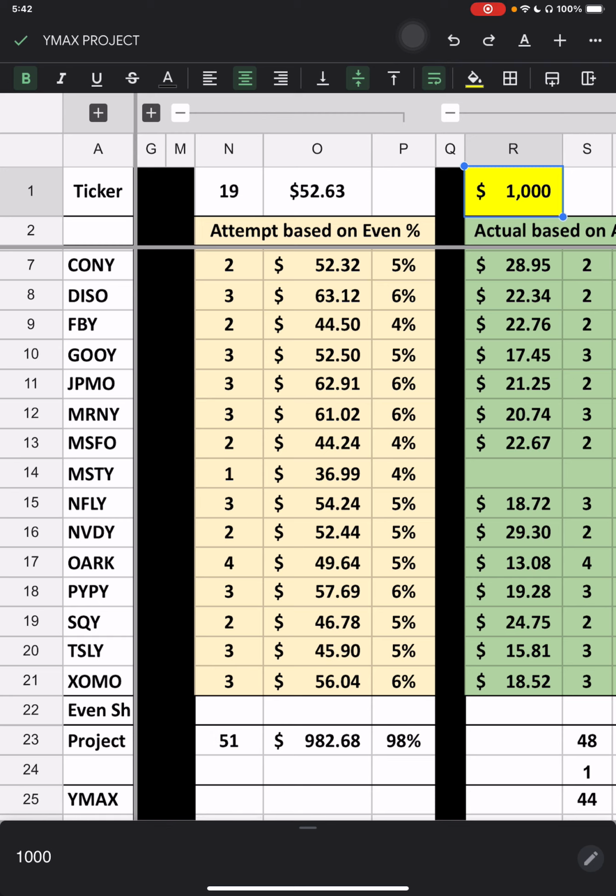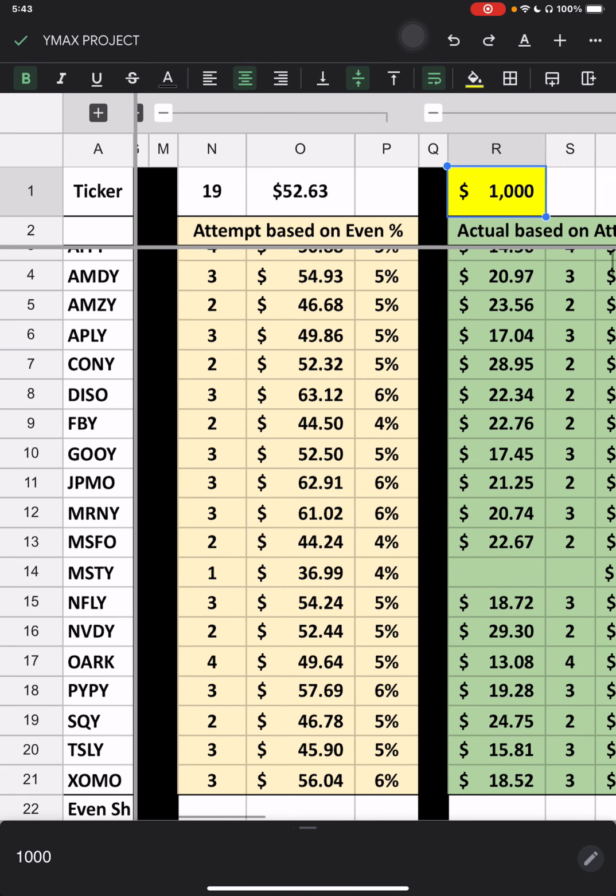And so what this shows is, I should have saved it based on the day I originally did this, but if I was going to do this today, this says I could buy about 51 stocks and I would spend about $982 or 98% of the funds.